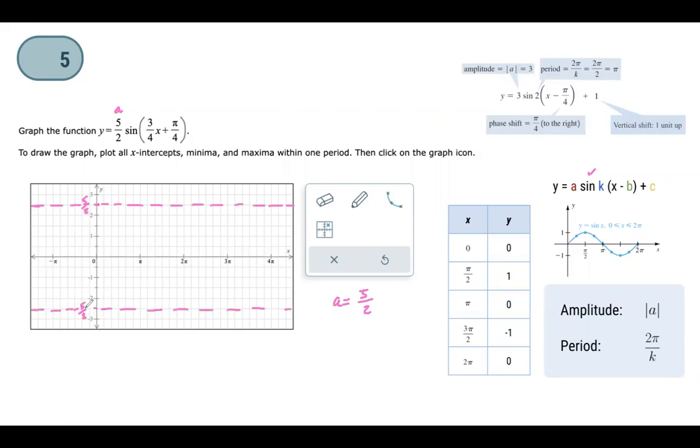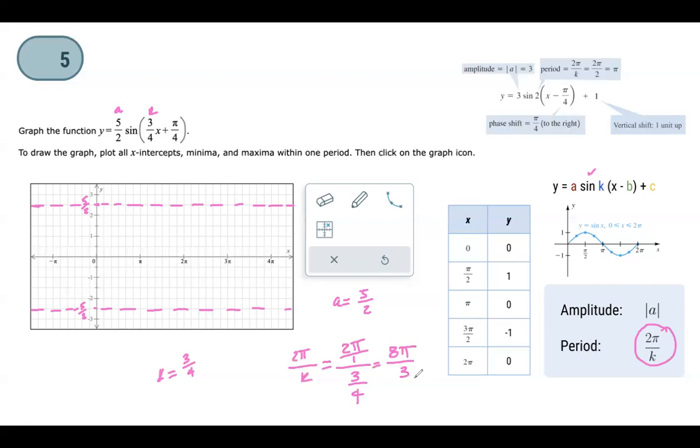Now, let's see what happens with the period. In order to get the period, you have to do 2 pi over k. So 2 pi over k, considering that this is your k value. So k is equal to 3/4. And you're gonna proceed to perform the division. So 2 pi, you can use the 2 pi over 1 if you feel more comfortable, and 3/4. So you're gonna end up with 4 times 2, that is 8 pi over 3.